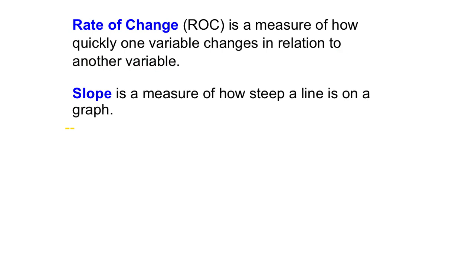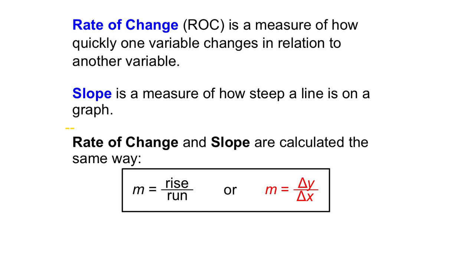Now, the variables we usually use are x and y. X is the input, y is the output. But the rate of change is how quickly one of those variables changes in relation to the other. We also call it the slope in application to the graph. The slope of the line on the graph is equivalent to the rate of change. Now, rate of change and slope are calculated the same way. And you might remember this from previous grades, rise over run.